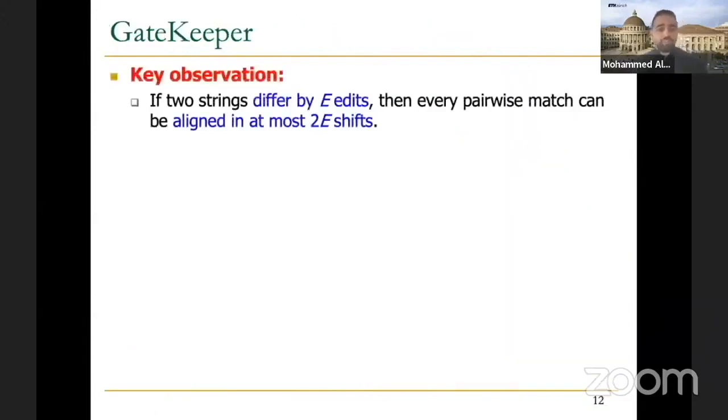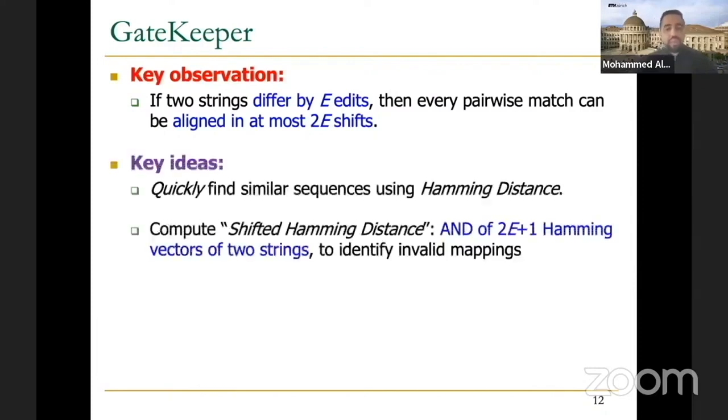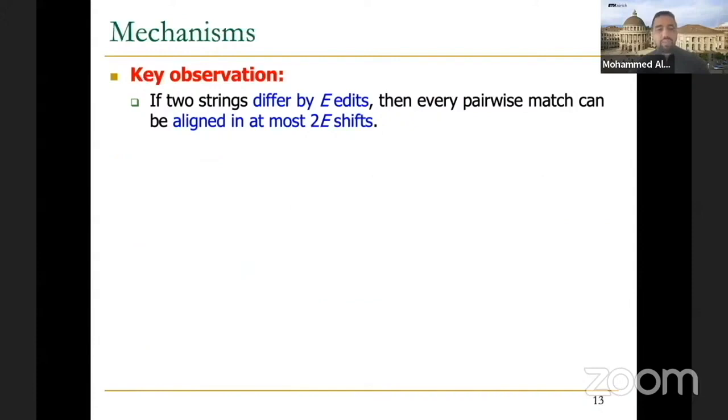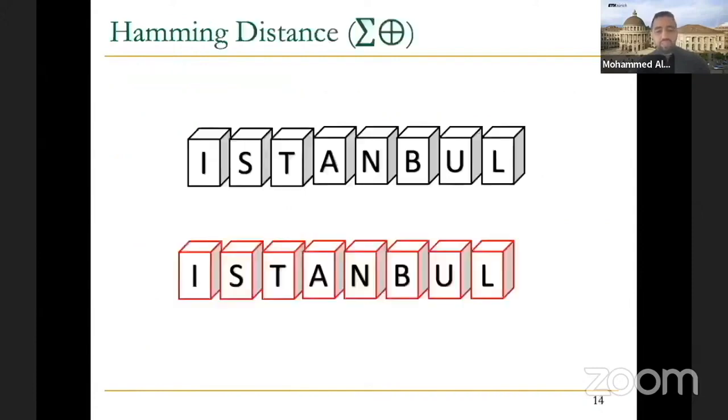The key observation: if two strings differ by E edits, then every pairwise match can be aligned in at most 2E shifts. And there is a nice example so you can understand these things in more detail. The key idea, as we said, is applying Hamming distance first, and only if it is not accepted, then apply shifted Hamming distance. And we use bit-parallel operations, such as SIMD, FPGA, 3D-stacked memory, and Ambit. Okay, now what does it mean to have 2E shifts that are enough to find any pairwise match?